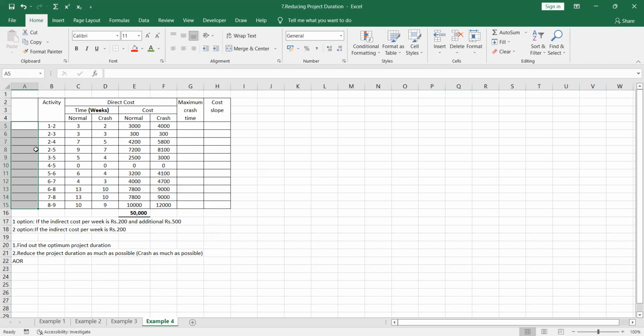So when you are naming your activity, please make sure to see your normal time. As a first step, you have to see your normal time. 3, 3, 7, 9, 5, 0, 6.